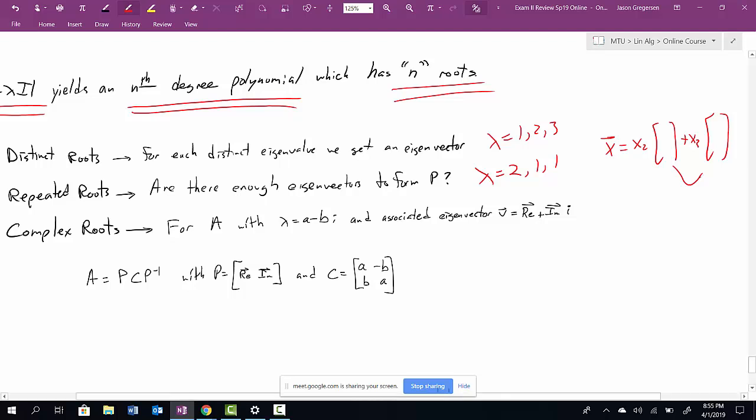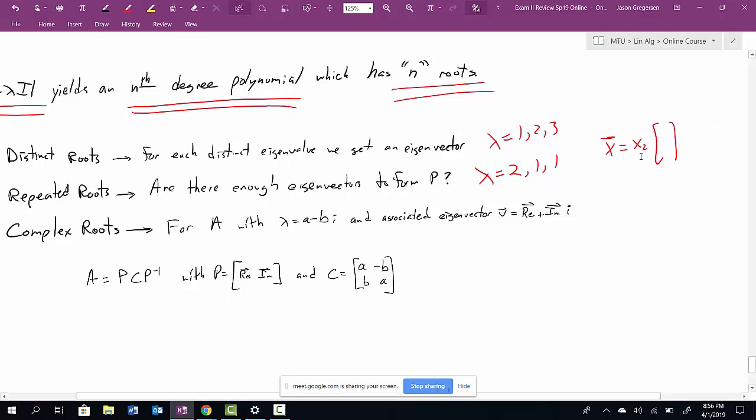Sometimes when I plug in lambda equals 1, I will only get 1 eigenvector, which means my total will only have 2 eigenvectors, which means when I plug those in for my matrix P, it will not be a square matrix. I will not be able to find the inverse. I will not be able to diagonalize. So it just depends if you get enough eigenvectors. It doesn't depend on the eigenvalues. It depends on if you get enough eigenvectors.